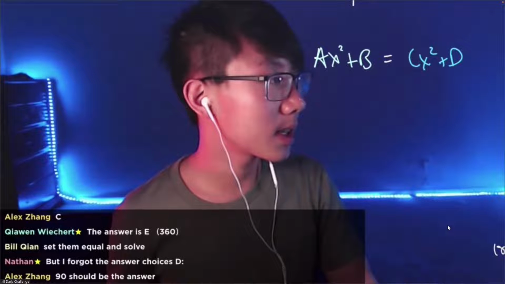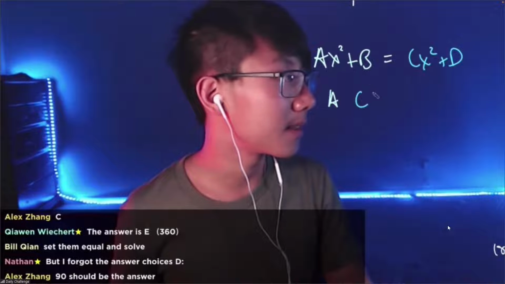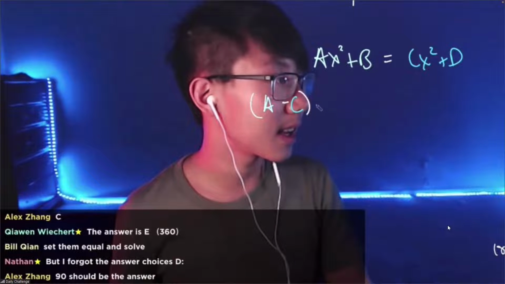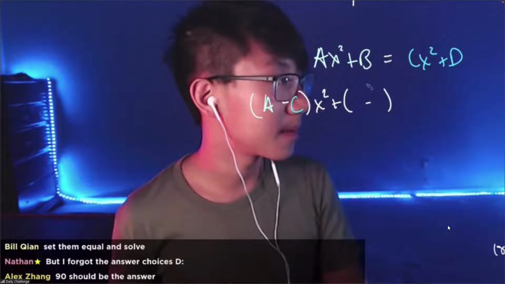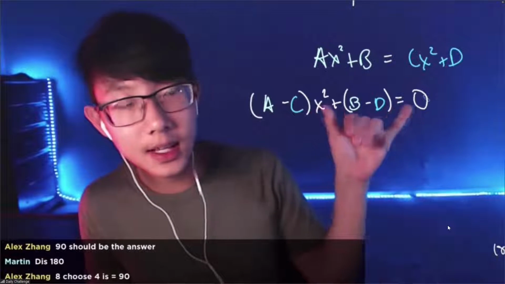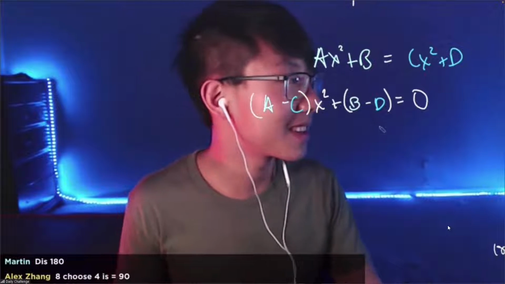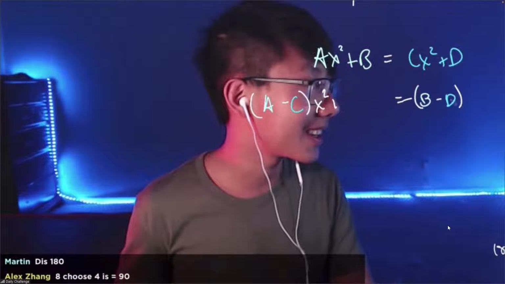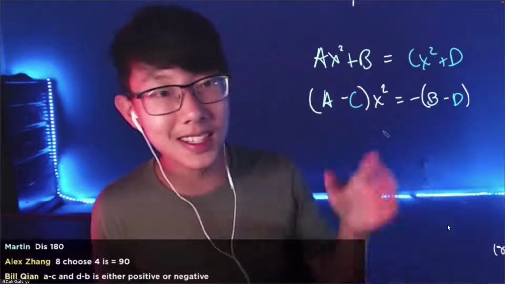Solving, I'm going to manipulate a few of the variables. Let's put them all on one side. So a minus c times x squared plus b minus d equals 0. If this equals 0 and we want it to have a solution, actually, I'm going to put this on the other side, sorry. So that becomes a negative. I could write it as d minus b, but all right, this is our equation.